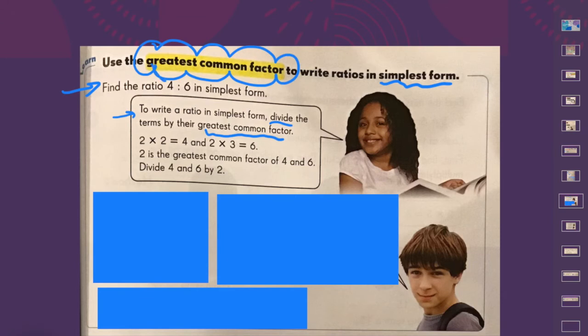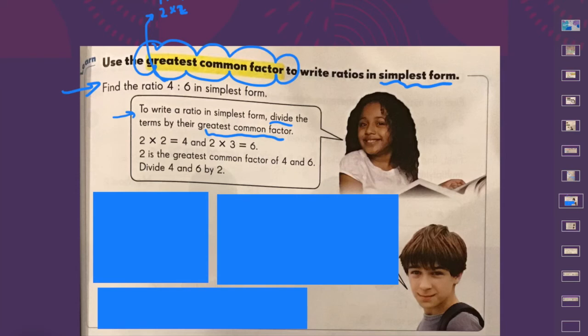I would always start with the first term, and I would list the factors for that term. So remember, factors are two numbers we multiply to get a product. So the factors of 4, and you always start with 1. The factors of 4 would be 1 times 4, 2 times 2, and since we reached 2, we know we're done finding its factors. So the factors of 4 are 1, 2, and 4.